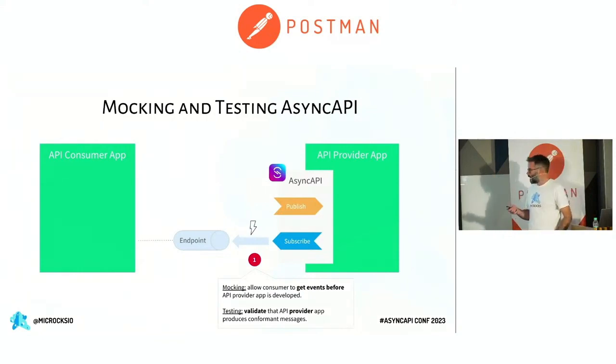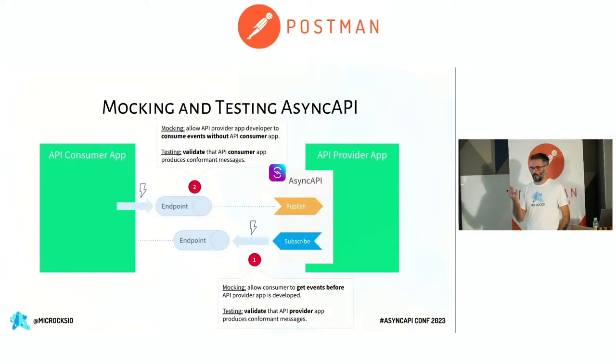That means the messages it produces are actually confirmed. And in the second case, which is a bit different, mocking allows the provider app to consume events without having consumers sending events. And testing allows you to validate and maybe to find the consumer that is actually sending garbage to the owner of the API. So it's really important to have this in mind and to refer to this. So what could be the benefits of mocking and testing for the different situations?